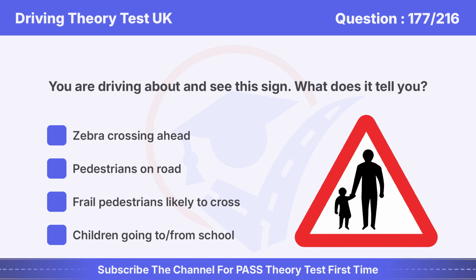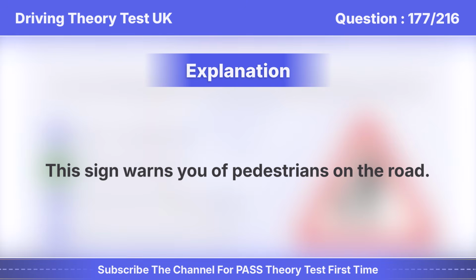Question 177. You are driving along and see this sign. What does it tell you? Answer is B. Pedestrians on road. This sign warns you of pedestrians on the road.